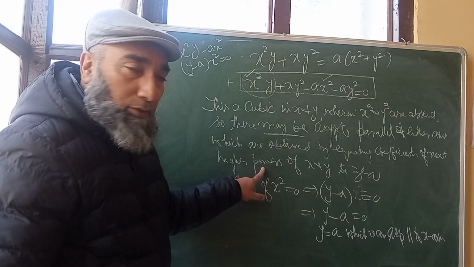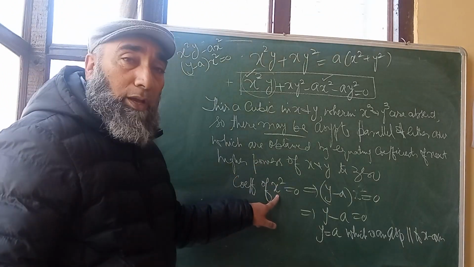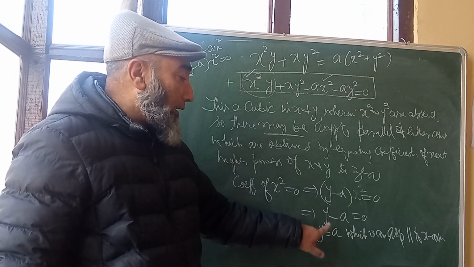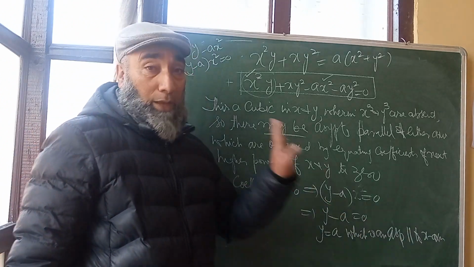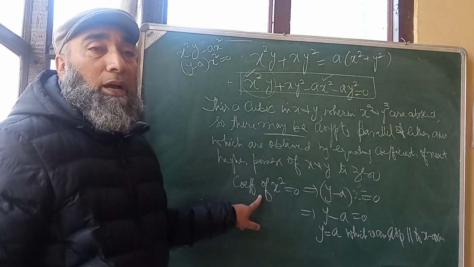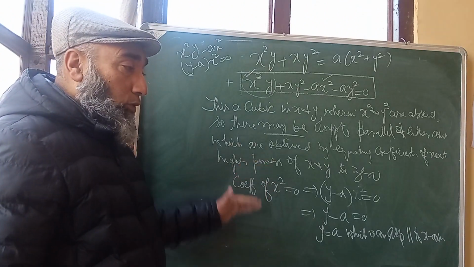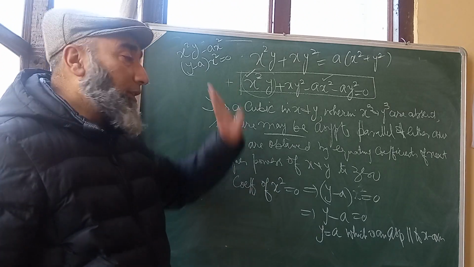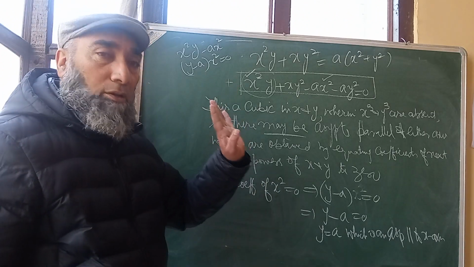X cube is absent, so you have to take the coefficient of x square. Then equating the coefficient of x square to 0, you will get an asymptote parallel to x-axis, right? If x square would not have been there, then I have to go to the coefficient of x. This is the way, provided this coefficient is not constant.